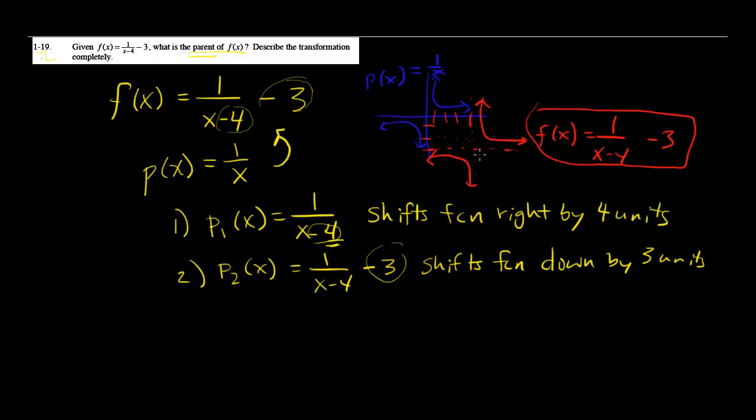shifted down by 3 units. Later we're going to see that these have special names, and this is actually a translation type of transformation, but that's not something we need to know right now. So this ends number 19 in chapter 1 of Precalculus in the CPM book.